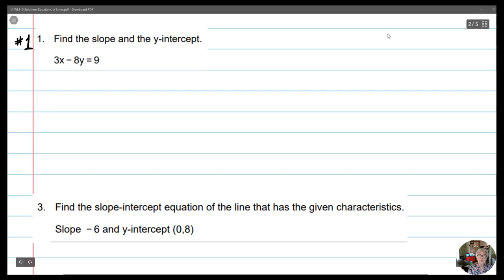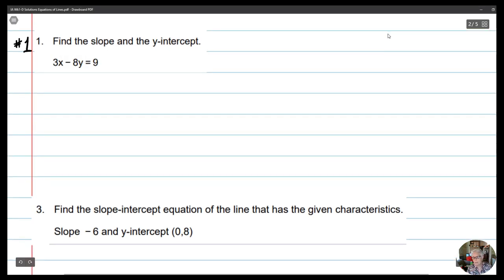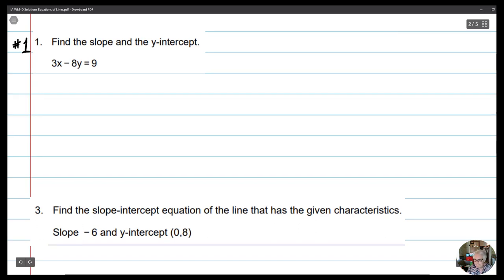You can tell because you can't see the powers on the x and the y. That means the power is 1 on the x and the y. That's a 1, believe it or not. Now what we have to do in order to find the slope and the y-intercept is change this equation, which is in standard form or general form, it's called either one, into slope-intercept form, and you're familiar with slope-intercept form.